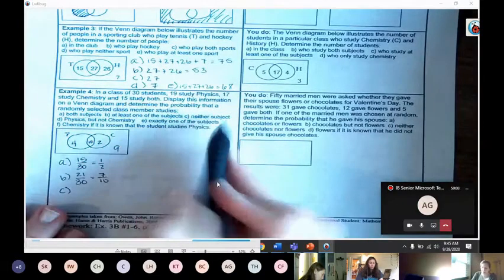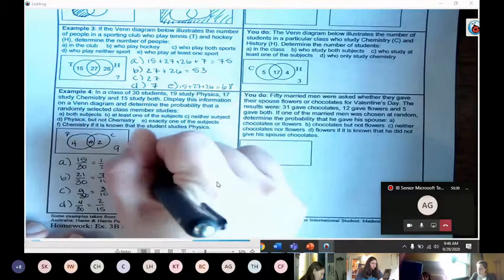C says neither subject, which means that we're going to have 9 of them. So 9 out of 30, which reduces to 3 out of 10. Okay. D says physics, but not chemistry. So this is this piece of the bubble. So 4 out of 30, which reduces to 2 out of 15.